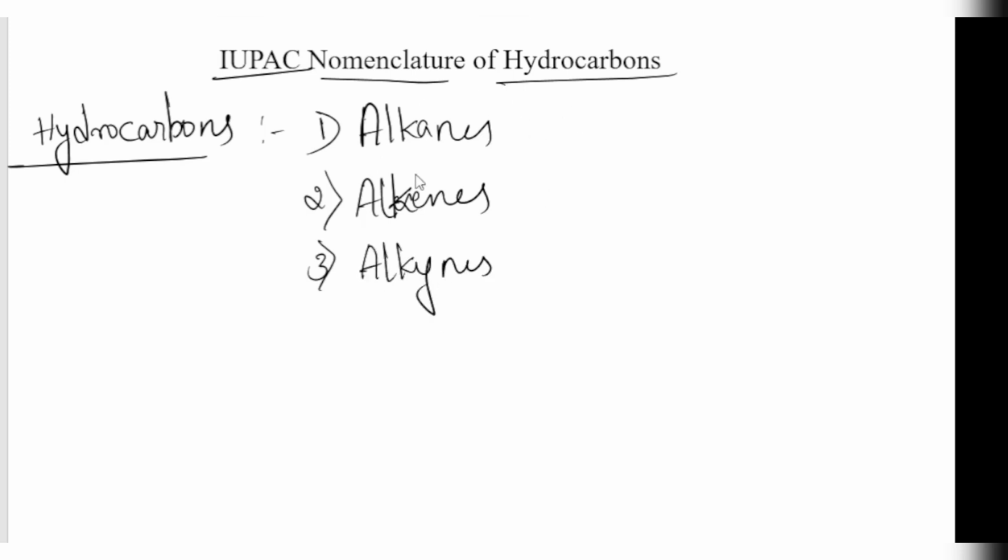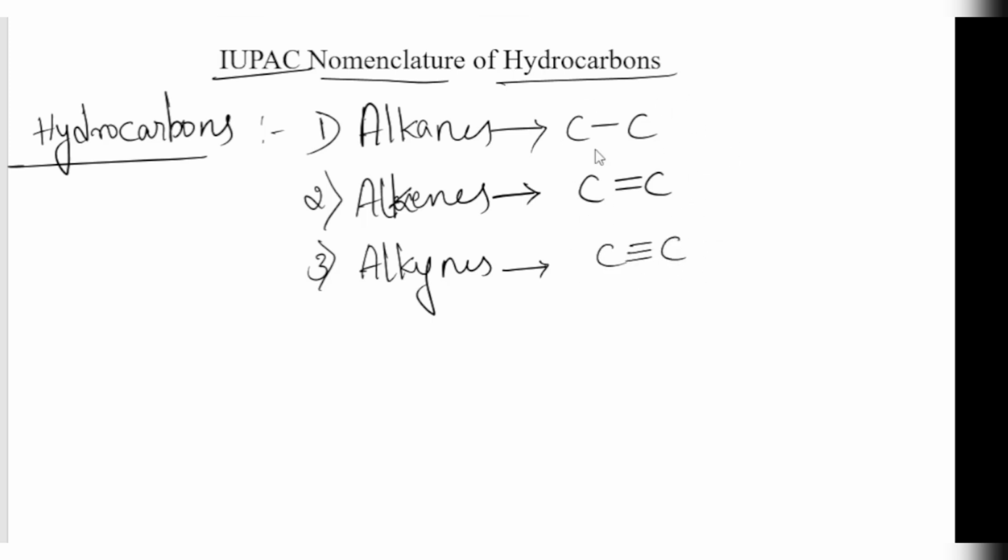Now, what are alkanes? They are saturated hydrocarbons having a carbon-carbon single bond. In alkenes, between carbon and carbon there will be a double bond, and what is an alkyne? Between carbon and carbon there will be a triple bond, like this.